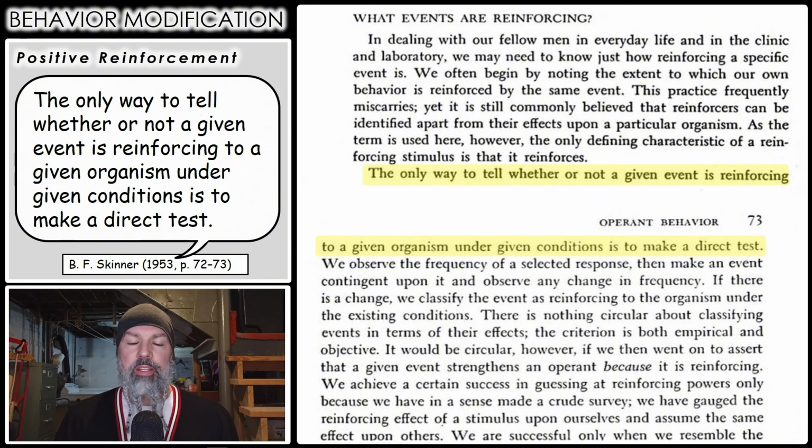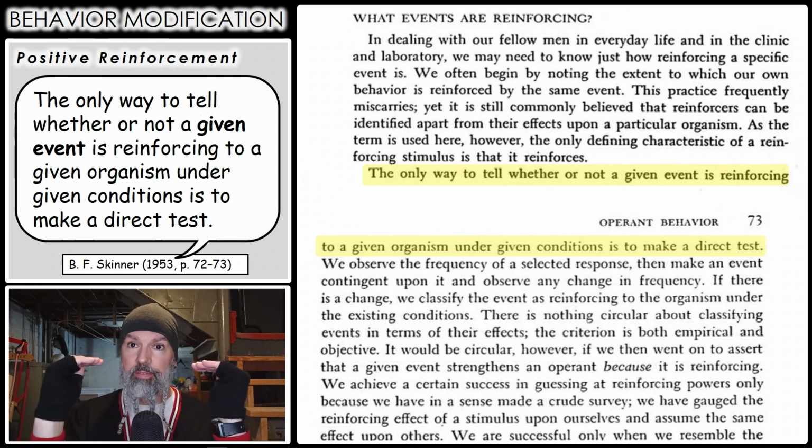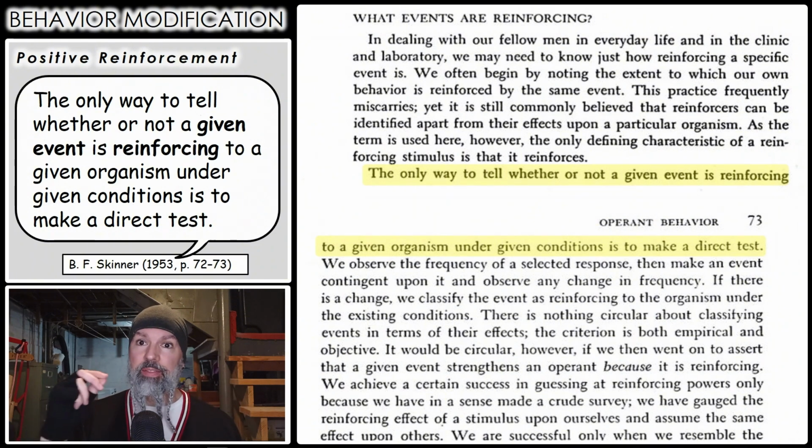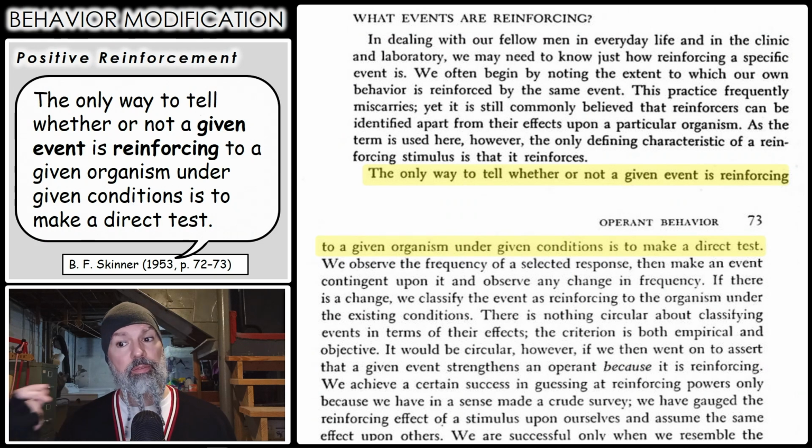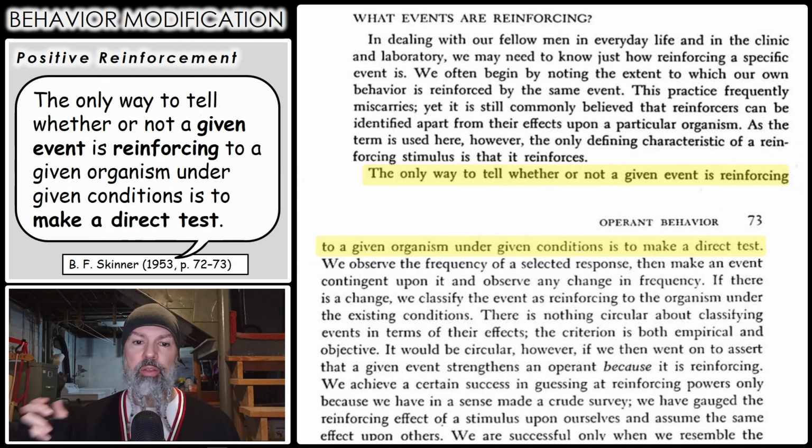So Skinner says that the only way to tell whether or not a given event is reinforcing to a given organism, so you can use it for positive reinforcement, under given conditions, is to make a direct test. So this given event, you have chosen a stimulus, you have chosen an event. This is what is going to be the consequence of a behavior, and it's positive reinforcement. So when you present that event, you want the behavior to go up. So whether or not that's actually going to happen, whether or not that event is actually reinforcing, we need to figure that out. And the only way to figure it out, according to Skinner, is to make a direct test.